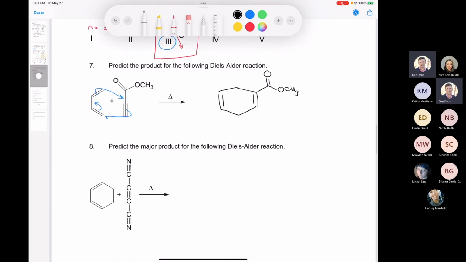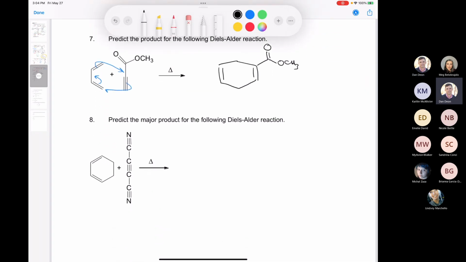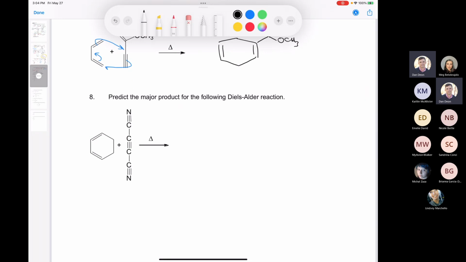The next one is kind of interesting. We have this really cool dienophile here where we have 2 nitriles. I mean, they've kind of drawn the entire Lewis structure here, but you could just draw it like this. It's the exact same thing as this, identical. They're just drawing all the pi bonds out explicitly. Anyhow, another chance to practice our curved arrows.